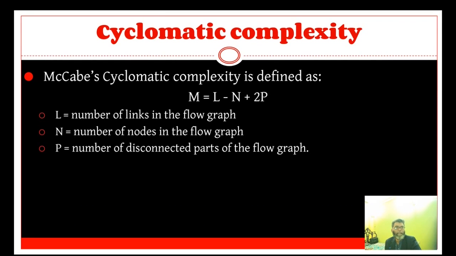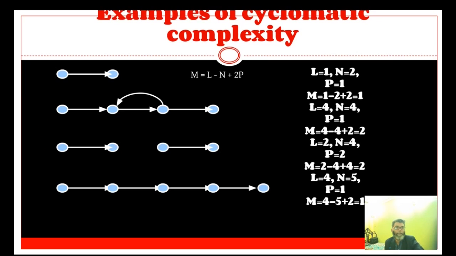See, McCabe's cyclomatic complexity is defined as M equal to L minus N plus 2P. That is, L is the number of links in the flow graph, N is the number of nodes in the flow graph, and P is the number of disconnected parts of the flow graph. For example, is given here. In the first diagram, L equal to 1, N equal to 2 and P equal to 1.